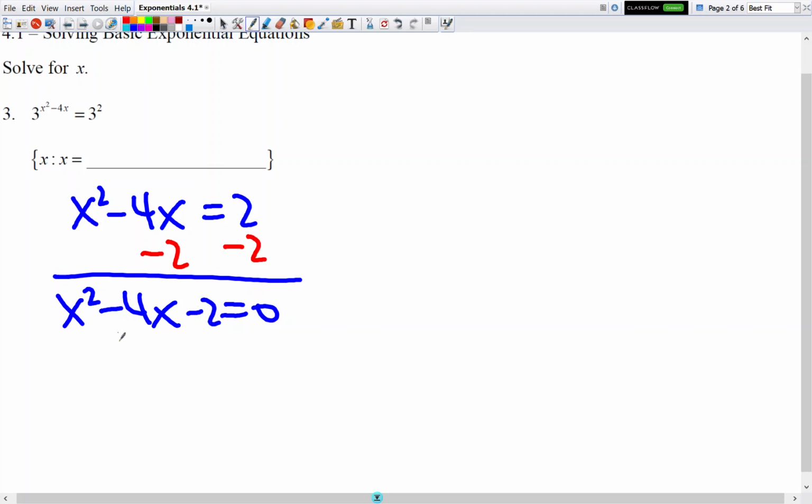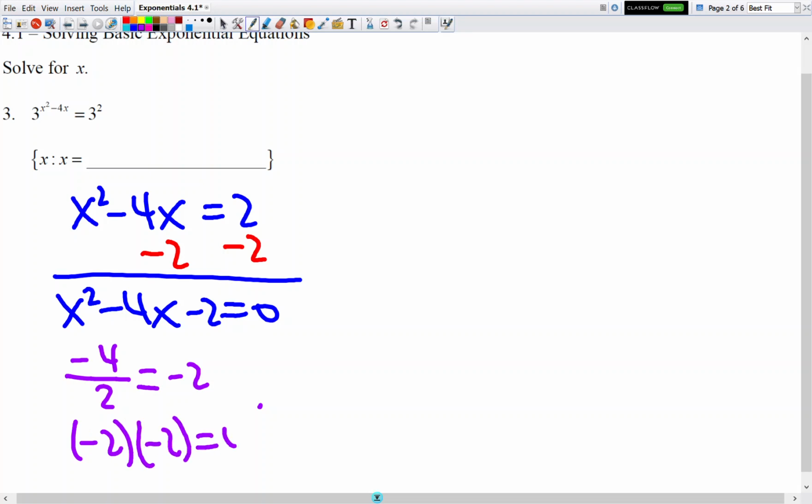So when we run the test, the test goes like this. Grab your middle term, cut it in half, and then square it. And we get 4. So, is this a 4? No, that's a negative 2. So there should be a 4 sitting right next to the negative 4x to complete the square.